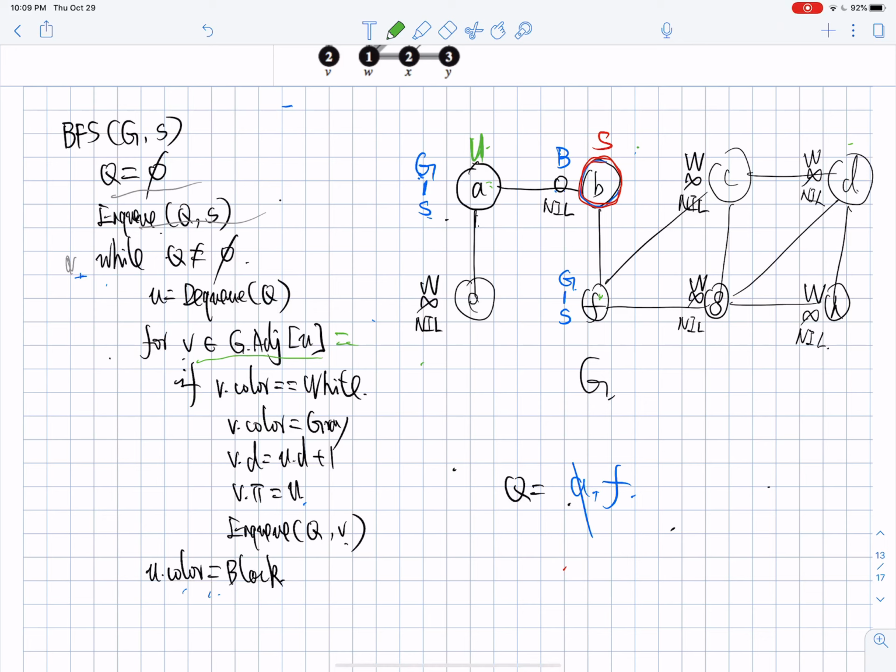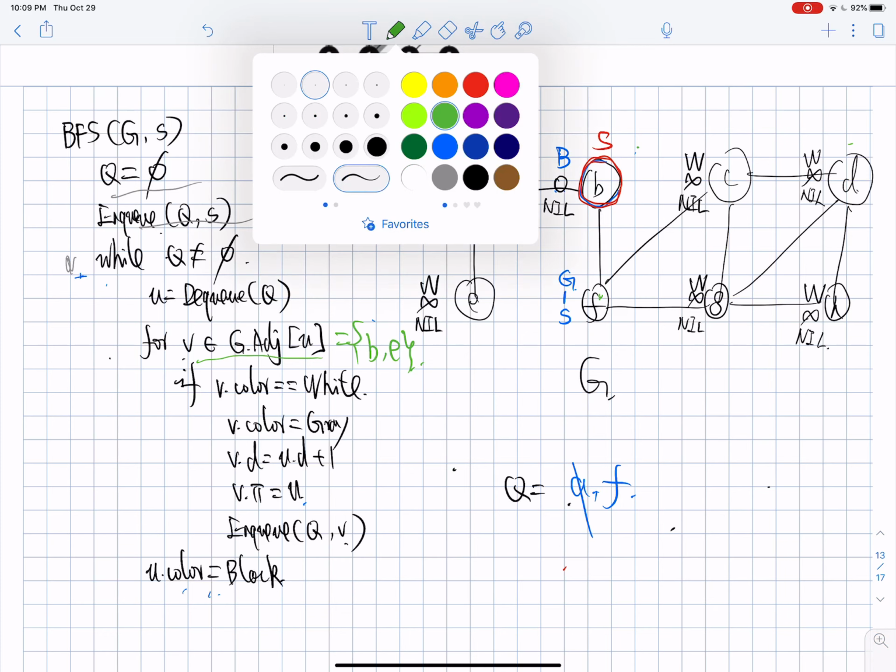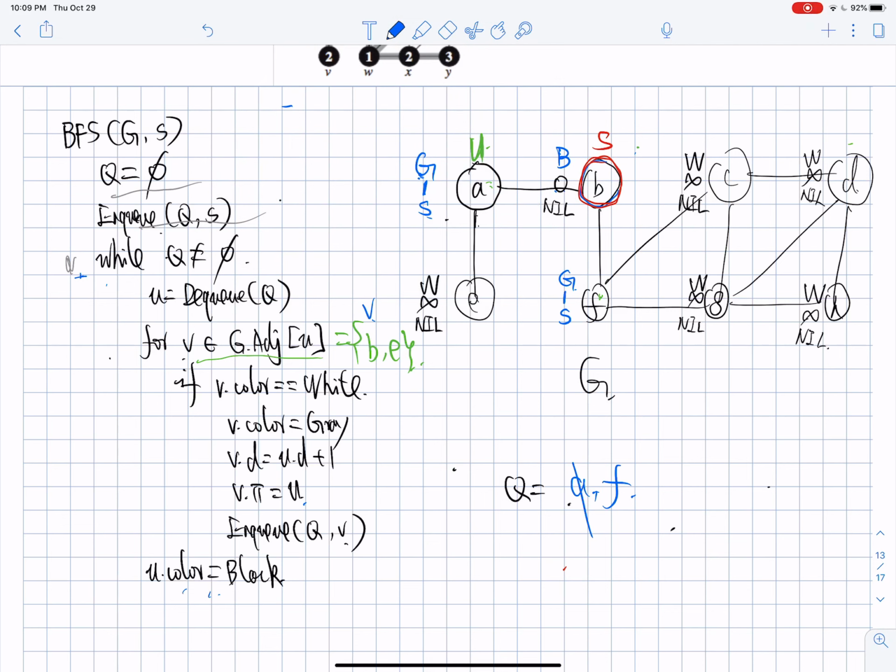So the neighbors of A include two nodes, which are B and E. So first we have V equal to B. So I'm going to put V right over here, and we check if the color of V is white or not. No, it's black. This node has a black color, so the if condition fails. So we just skip the following statements, and then we start another iteration with V equal to E.